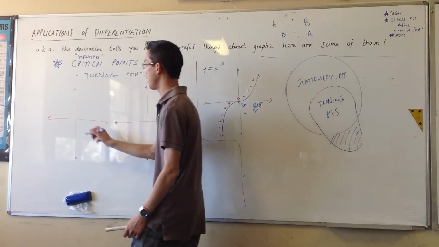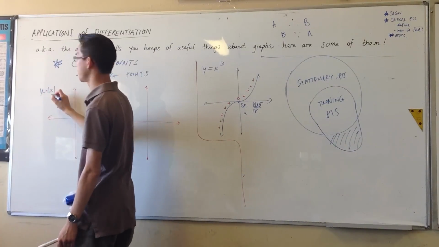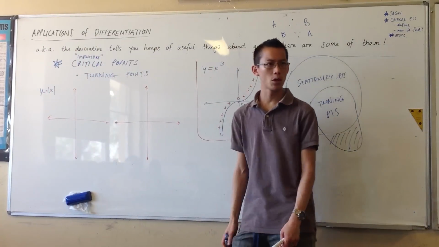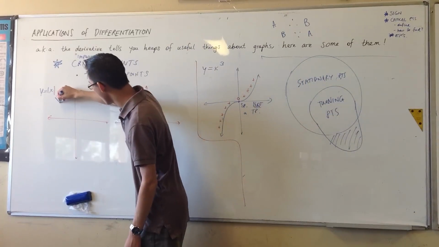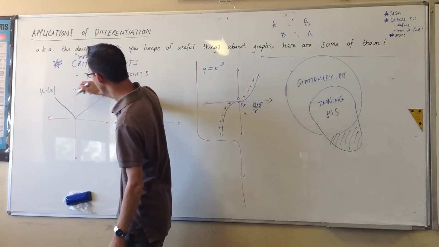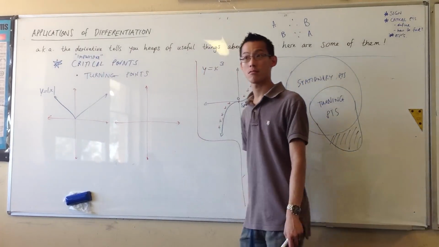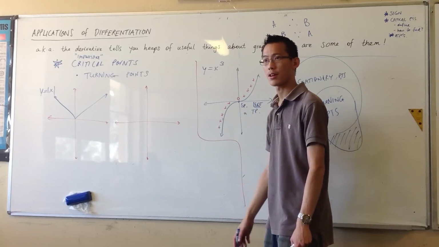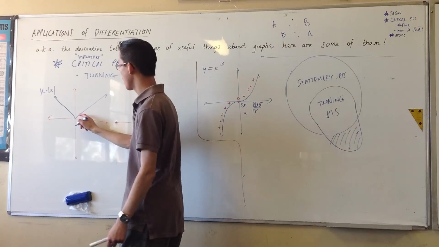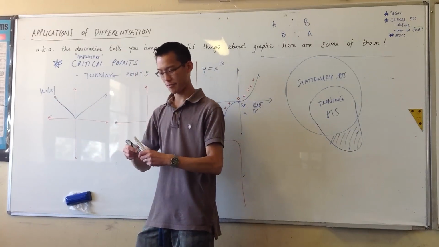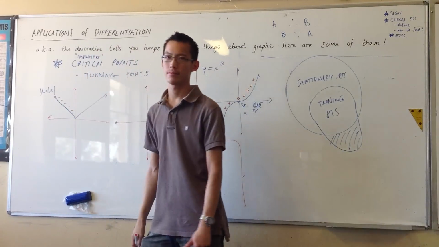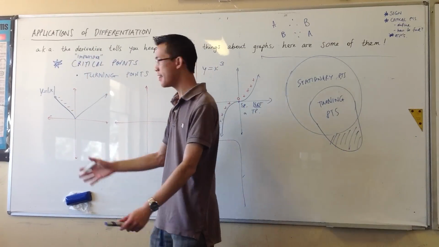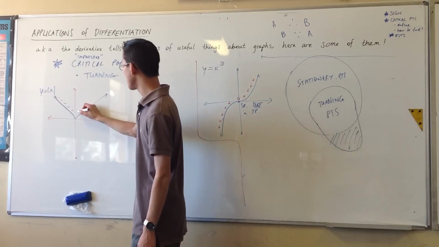Y equals the absolute value of x. Now what does this look like? You guys know exactly what it looks like, right? It's coming down like so, and then it bounces. Yes? So let's think about this, okay? The gradient over here is negative, right? Negative, negative, negative, negative, negative. In fact, it's -1. And then after the origin, it's positive.